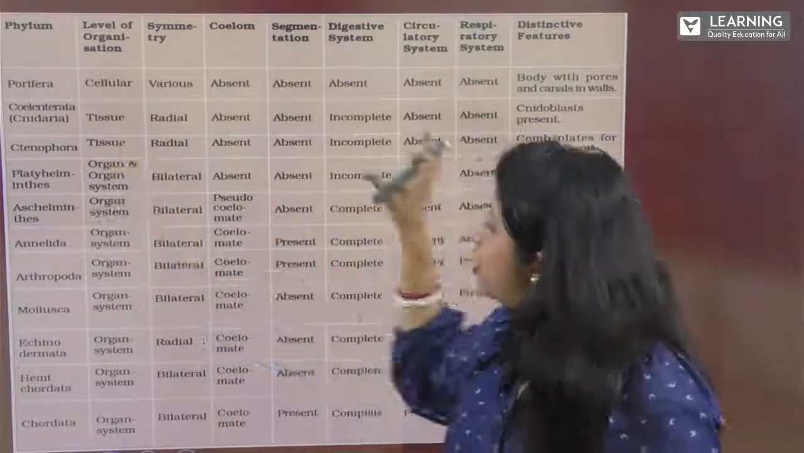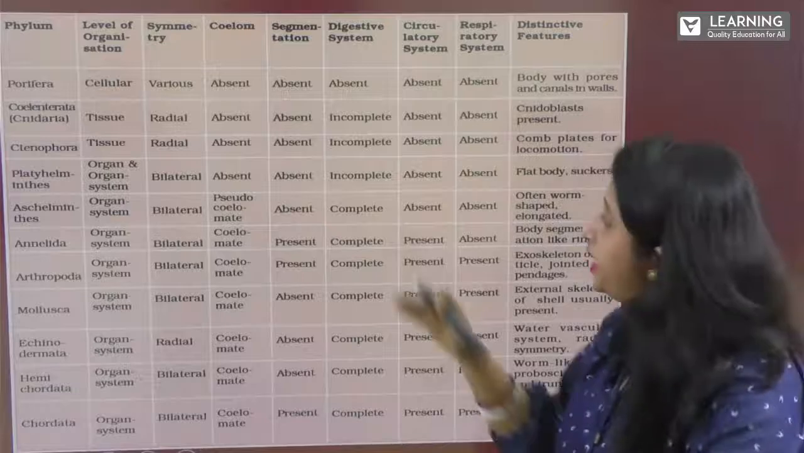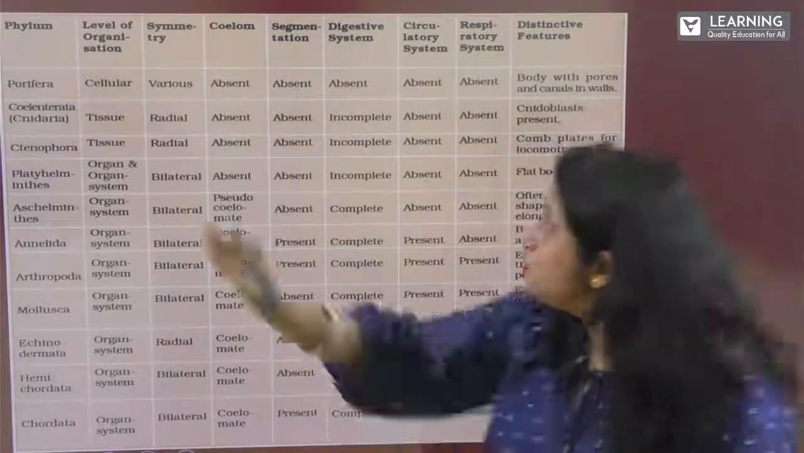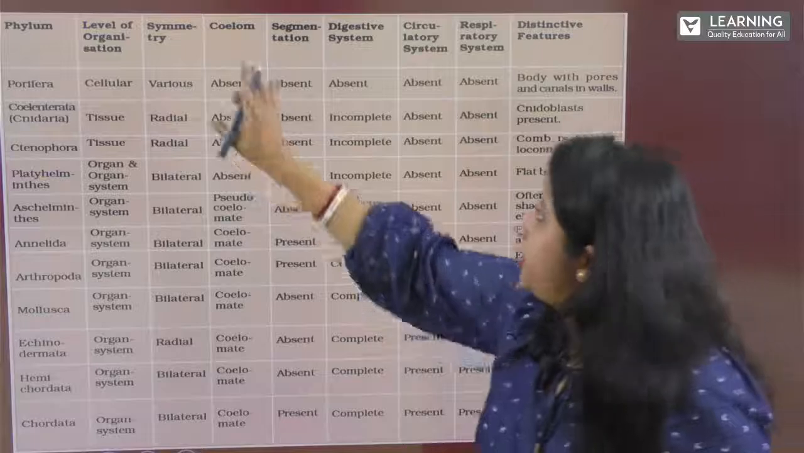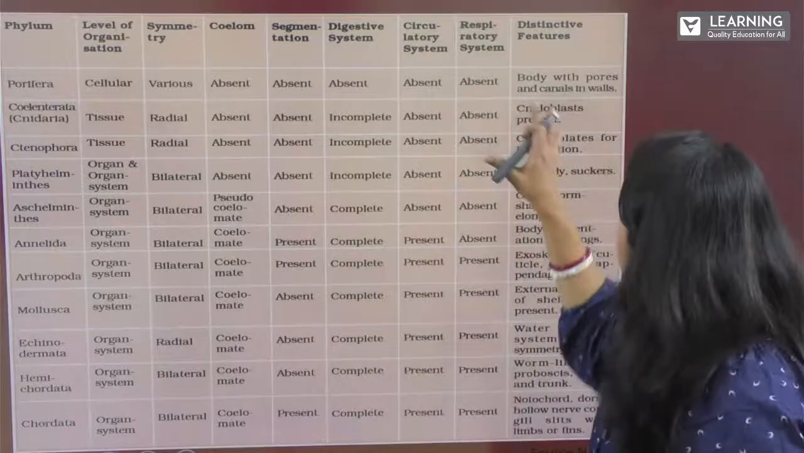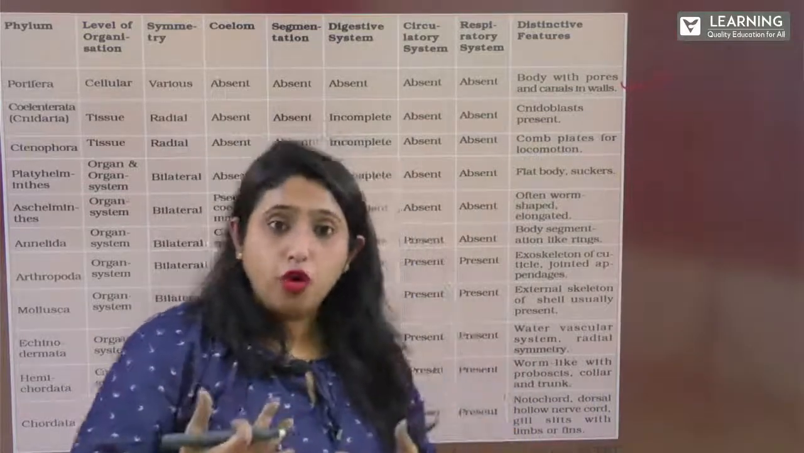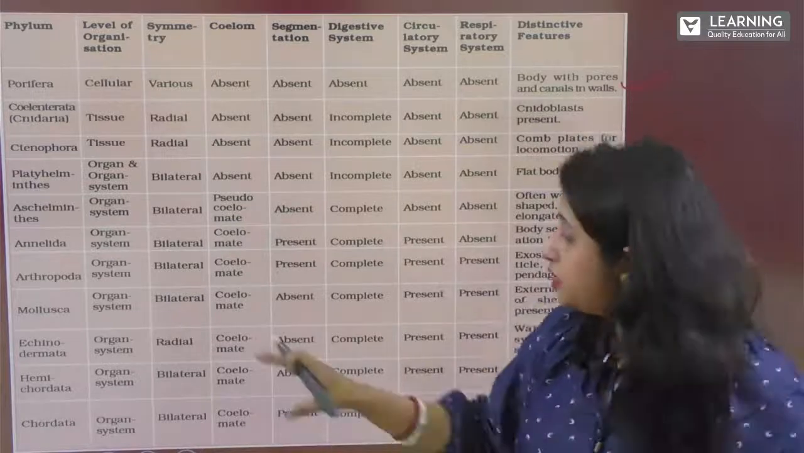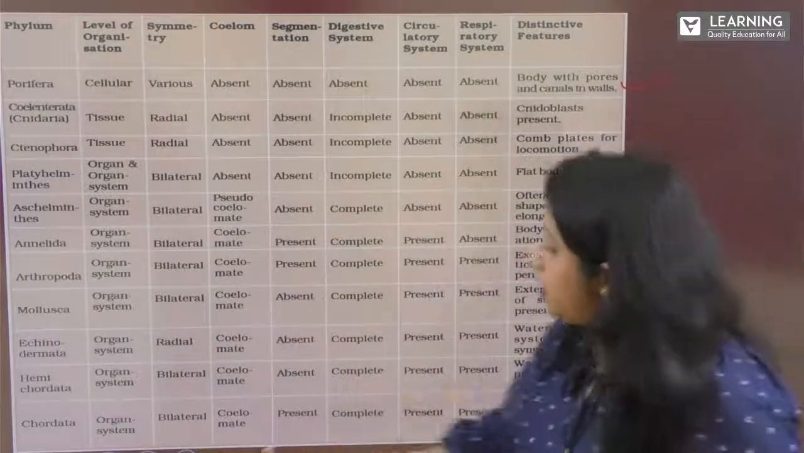This chart will make your learning very easy. You can see that all the phyla are given and it is categorized very nicely. Where you can see the phylum Porifera, right? In Porifera the level of organization is cellular. So you can see symmetry. They do not have coelom, right? Segmentation is absent, digestion absent, respiratory absent, circulatory absent, right? But the distinctive feature is the pores. So in Porifera they have got pores. So go through this chart, this will make the phyla very clear to you. All the phyla have been divided according to the level of organization and all the characteristics. So this is all about it.